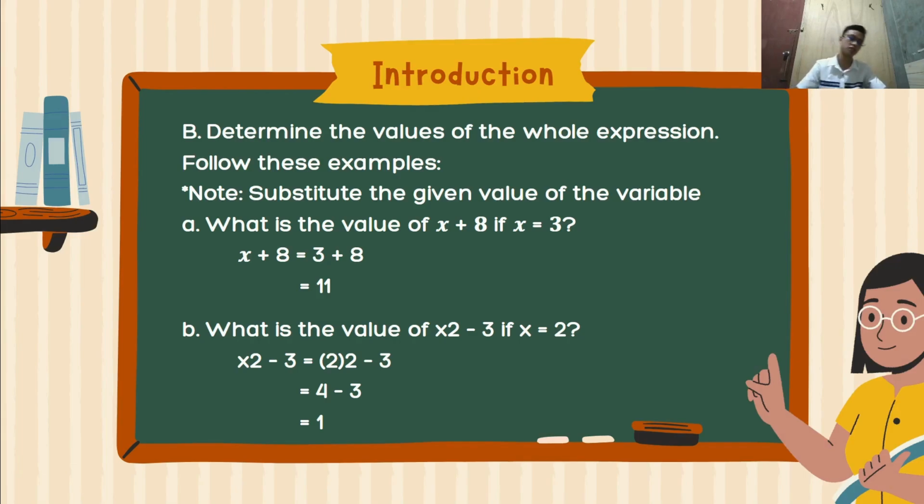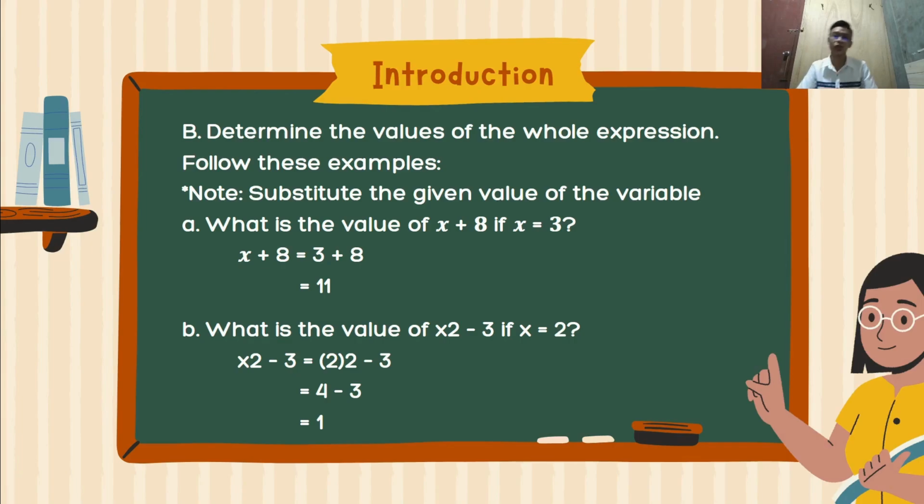So this is the solution. x plus 8 is equal to 3 plus 8. Again, it states there the value of x plus 8 if x is equal to 3. So we are going to substitute the number 3 for the variable x. So that is why it becomes 3 plus 8, right? So it's equal to 11. So that's the answer. Okay?